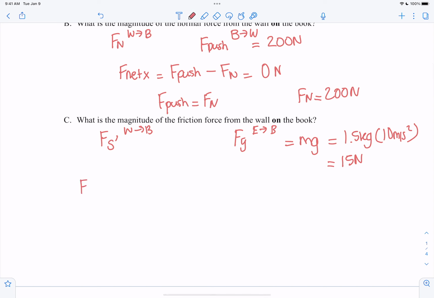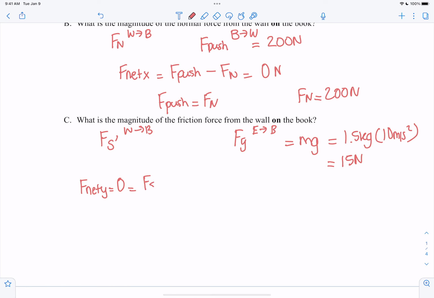So for my F net y, what does that look like? Anyone want to take a shot? Yes, it is equal to 0. There's no doubt about that. I was actually asking more about how the forces would be set up. Yeah, there we go. So Fs minus Fg. But yes, absolutely right. It's equal to 0.